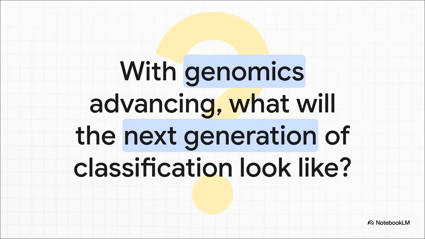So there you have it. We've walked through the whole current standard from stroma, MKI, all the way to MYCN. But this field is moving at lightning speed. So the final question I want to leave you with is this. As we get better and better at understanding the genomics of this disease, what do you think the next generation of classification will look like in, say, 10 years?